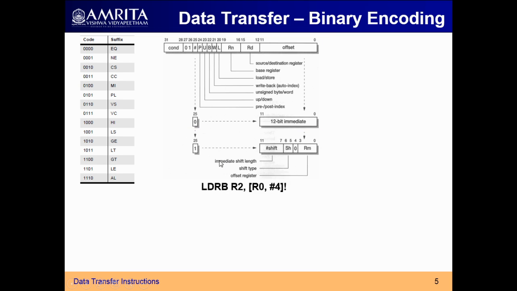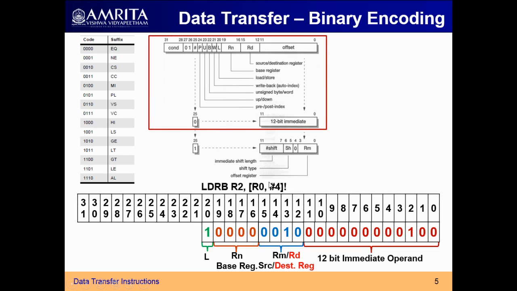Next instruction I am writing LDRB R2, R0, #4 exclamation mark. So what is the difference between this instruction and the previous instruction? Here I am writing LDRB and I am using a write back here. Right? So again, since I am using immediate offset, I am using this part for encoding. So you can see that from bit number 0 to bit number 20, all the binary encoding is the same as what you have seen in the previous case.